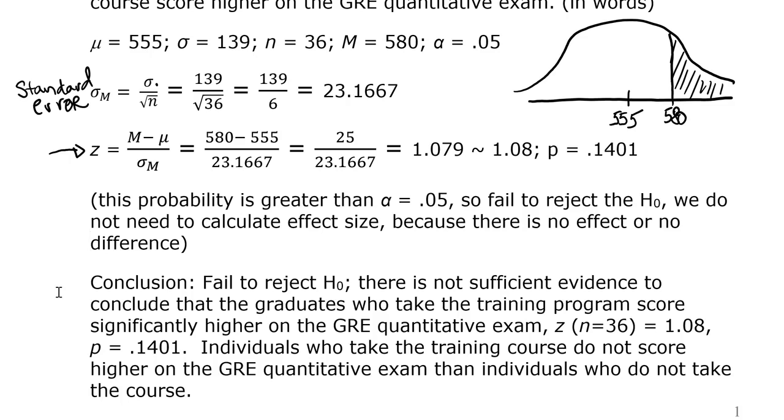So what you'll notice is that the first sentence is the statistical evidence, right? So we say there's not sufficient evidence, right, that the graduates who took the training program scored significantly higher, but you have to provide the actual statistics after that statement in order to back up your claim, right? And then once you've provided the statistics, then you can say in English what it is that you tried to say in statistical terms. All right, so that's our first problem.